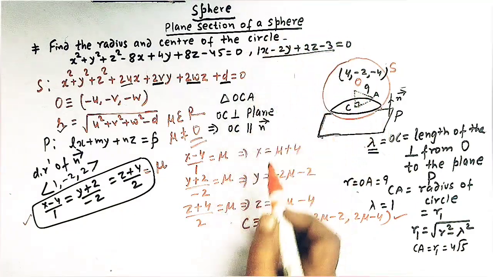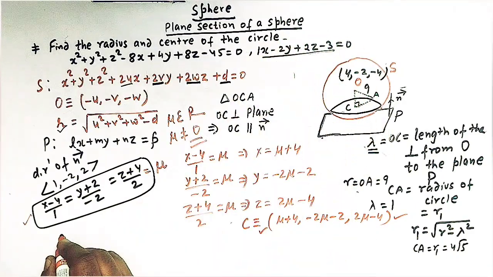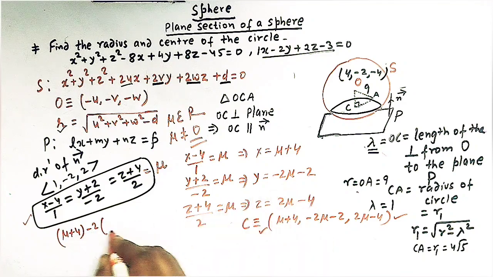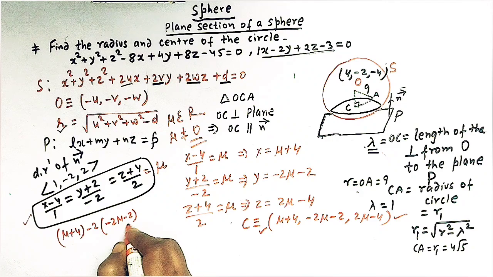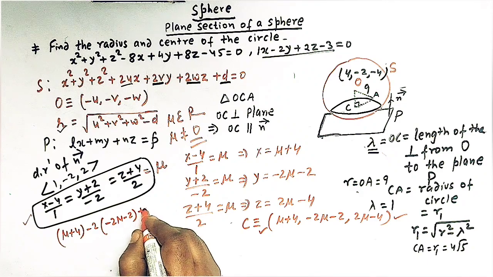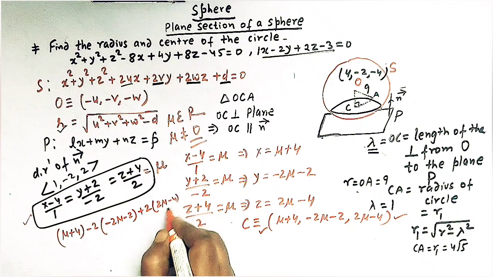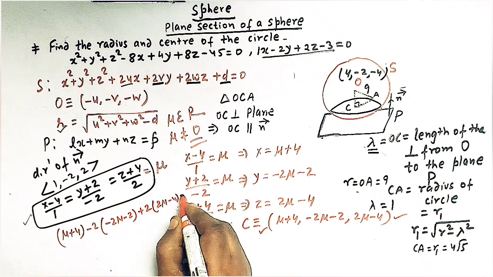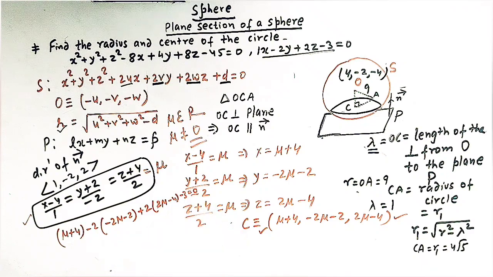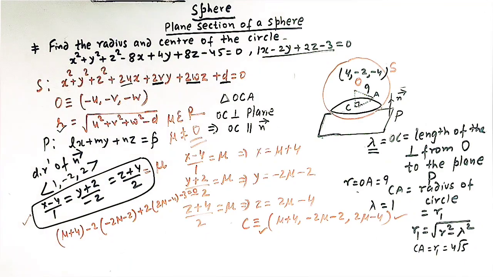So here, taking x is equal to mu plus 4, then we have minus 2 y, which is minus 2 mu minus 2, and then we have 2 times z. z is 2 mu minus 4, and that is minus 3 is equal to 0. So now let us solve this equation for mu.